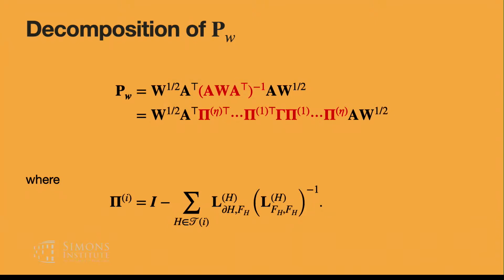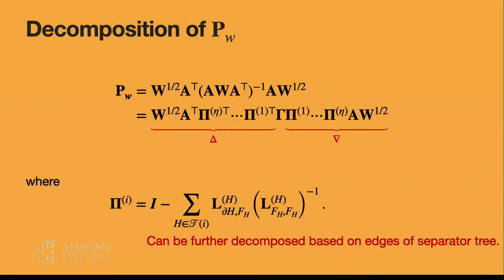Remember our goal was to be able to write this P sub W as a tree operator and an inverse tree operator. We want to decompose this matrix based on a separator tree. So this is starting to look really good. Indeed, we can show that the first part is a tree operator and the second part is an inverse tree operator.